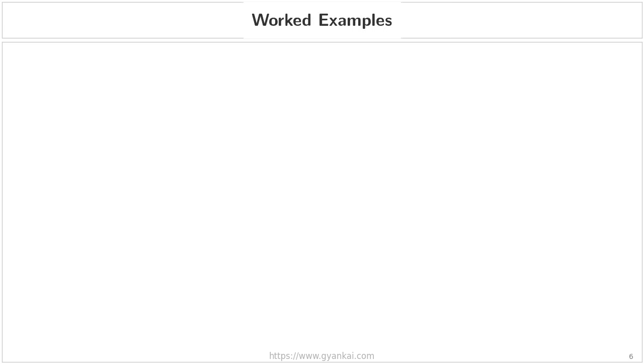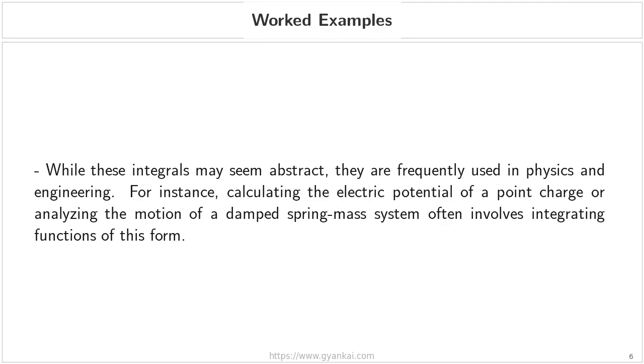Worked examples. This slide addresses that. It points out that while these integrals might seem a bit abstract at first, they actually pop up quite frequently in real-world applications, particularly in fields like physics and engineering. Specifically, the slide mentions 2 examples. First, calculating the electric potential of a point charge.